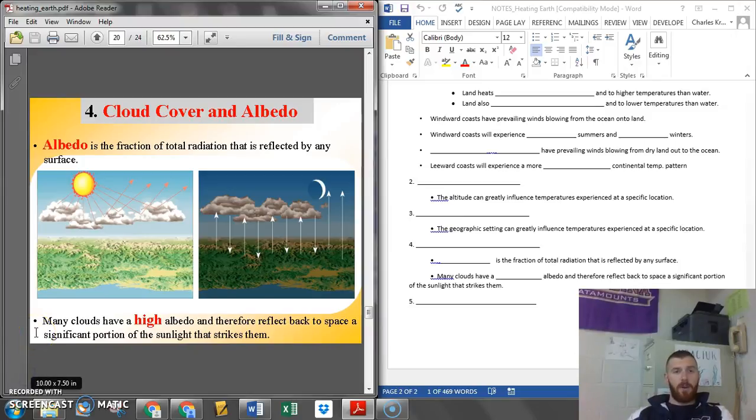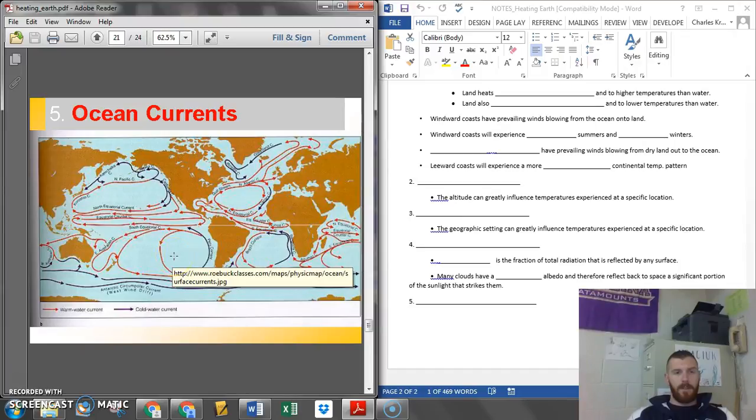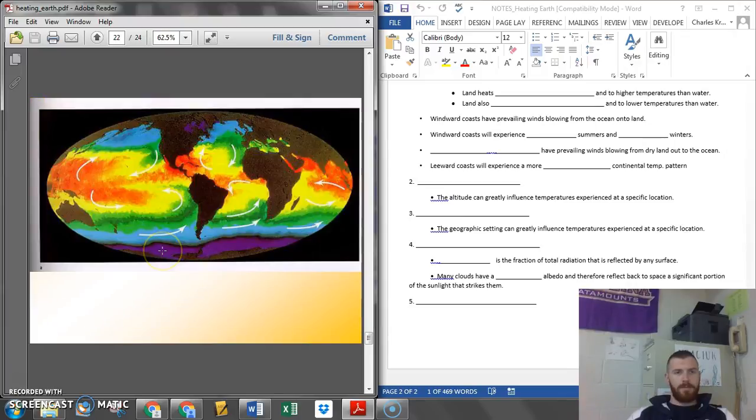Albedo is the fraction of total radiation that's reflected by any surface, and many clouds have a high albedo and therefore reflect back into space a significant portion of the sunlight that strikes them. So on a cloudy day, chances are it's going to be cooler than it is on a sunny day. Okay. And ocean currents being the fifth one. We'll talk more about ocean currents in the fourth unit, but you can see here how a warm current could affect climate versus a cold one.